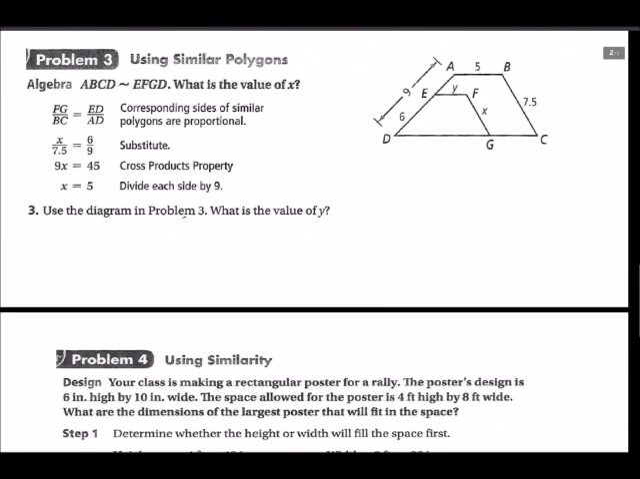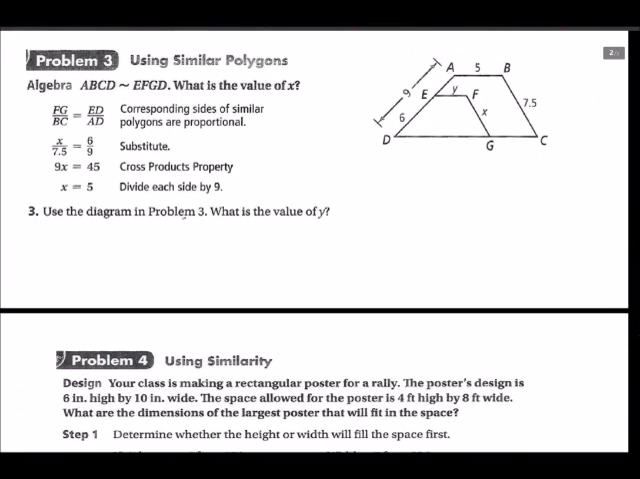Problem 3 is just another example of this. We are told that figure ABCD is similar to figure EFGD, and we want to find missing values. This is where our proportions are going to come in handy. The first thing I'm going to do is separate these figures.